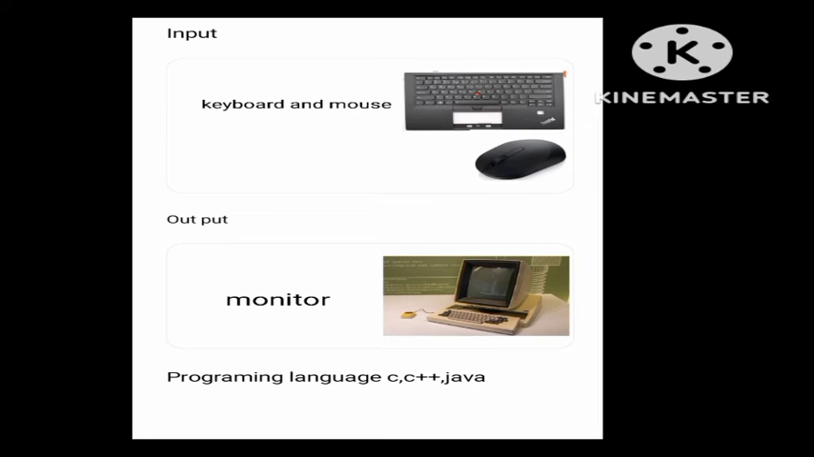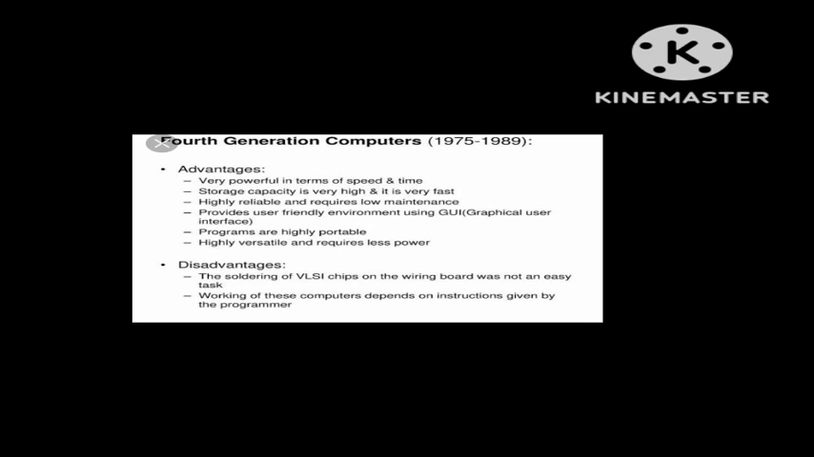Input. The input devices are keyboard and mouse. Output. Output device is monitor. Programming languages are C, C++, Java. Fourth generation of computers. Advantages and disadvantages. Now let us discuss the advantages.